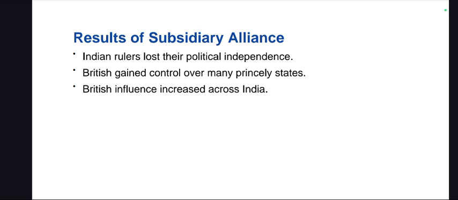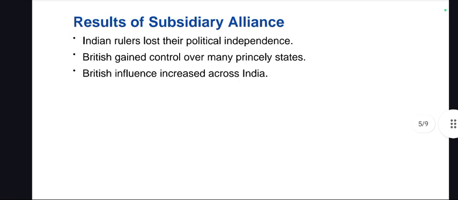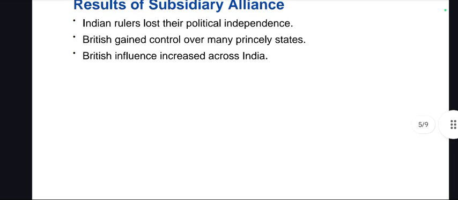Then we can see the results of the subsidiary alliance. Most of the Indian rulers lost their political independence, their kingdom, their power in India, and the British gained control over many princely states in India. They became dominant, and British influence increased across India. These were the results. These are the changes we can see in the British Empire.